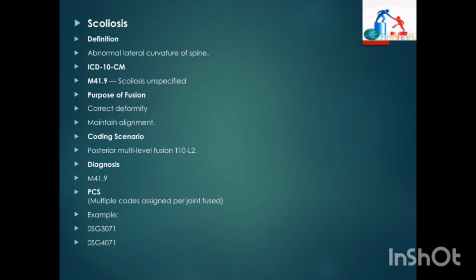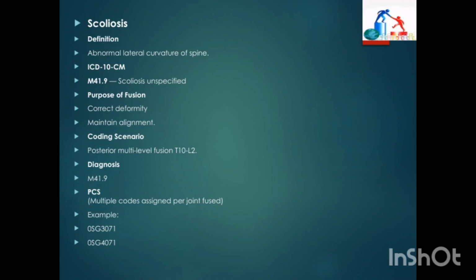In a typical coding scenario, if a patient has a posterior multi-level fusion from T10 to L2, we would use the diagnosis code M40.19. For the procedure itself, multiple PCS codes are assigned for each joint that's fused, such as 0SG3071 or 0SG4071, depending on the specifics of the surgery.